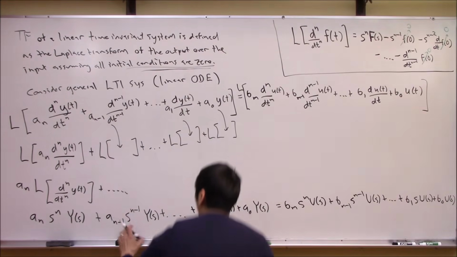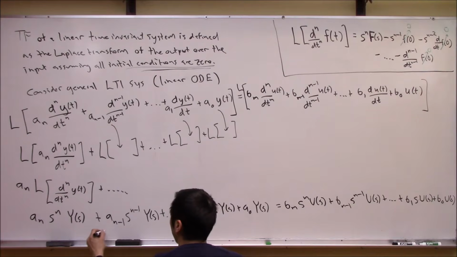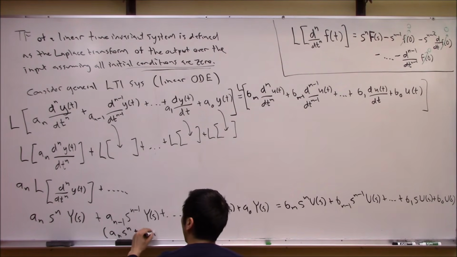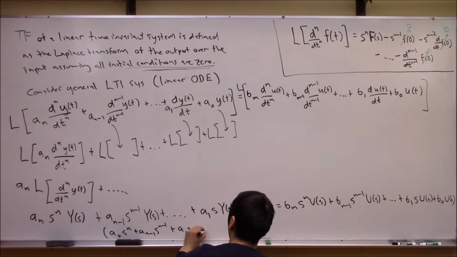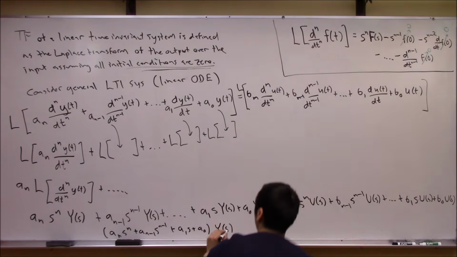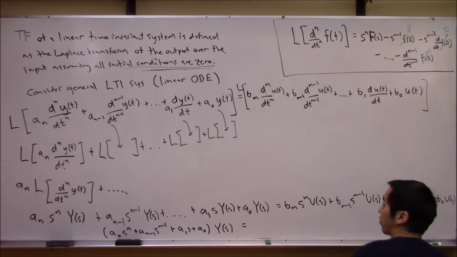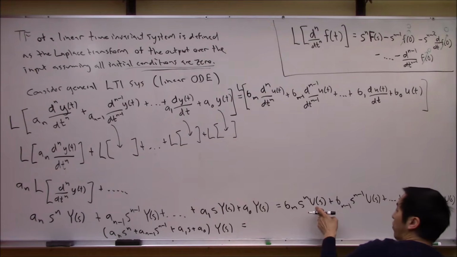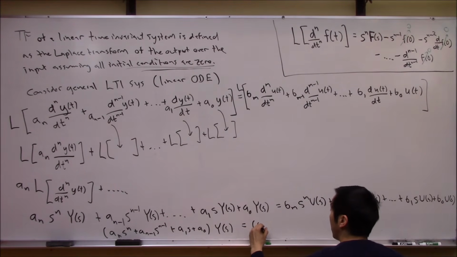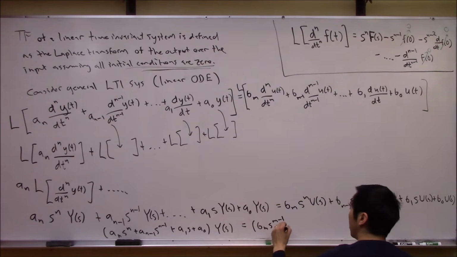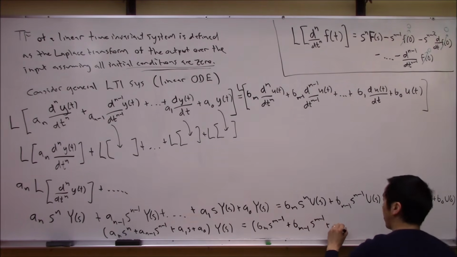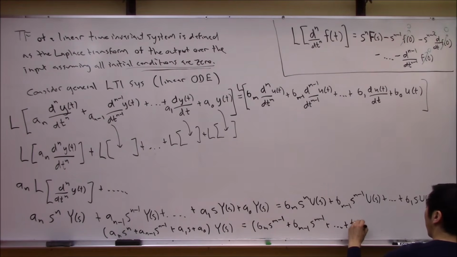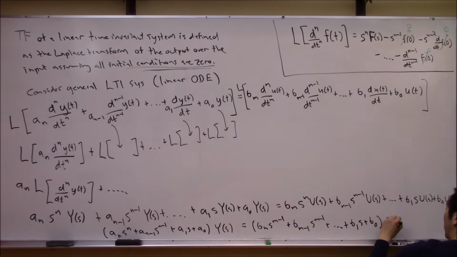So if I do that, what do we end up with here? We end up with s^n + a_{n-1} s^{n-1} + ... + a_1 s + a_0, and I can pull out the Y(s). It's equal to, again, the same thing on the right-hand side: solve this, basically just factor out U(s), and we end up with b_m s^{m-1} + b_{m-1} s^{m-1} + all the way down to b_1 s + b_0, and I pull out U(s).